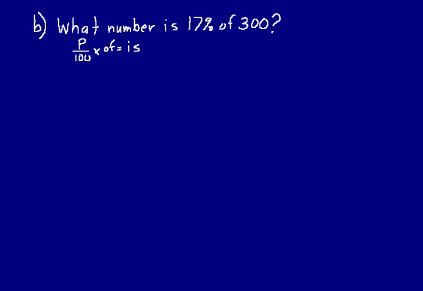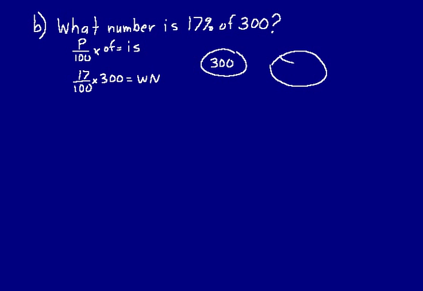So we're looking for the is part. We don't know that. And so we'll just put what we do know into the formula. 17 over 100 times 300 is equal to is, or what number? We're trying to solve for that. Let's go ahead and draw a diagram. And we know what our total is. Our total is 300 here. Now we're breaking that up into two parts, 17%, and then the other part will be 83%.